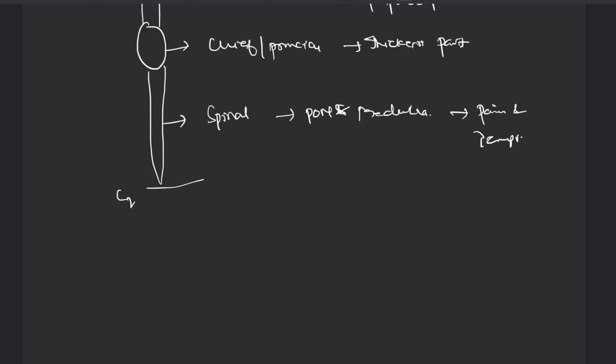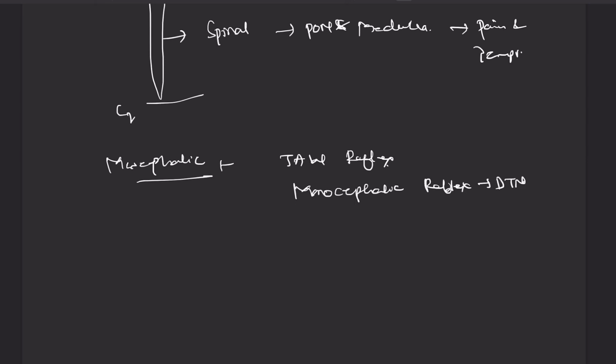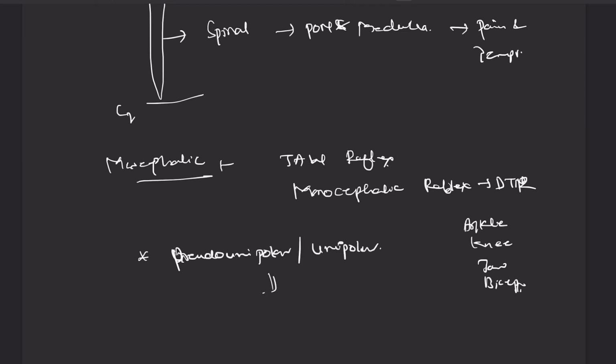Now coming to the mesencephalic nucleus, the nucleus of jaw reflex. It is responsible for the jaw reflex and any monosynaptic reflex, that is the deep tendon reflexes like ankle reflex, knee reflex, jaw reflex and biceps reflex. This is the only site where the pseudo-unipolar or just unipolar neuron is present in the CNS. It is in the mesencephalic nucleus, whereas in the peripheral nervous system, it is present in the dorsal root ganglion and geniculate ganglia.